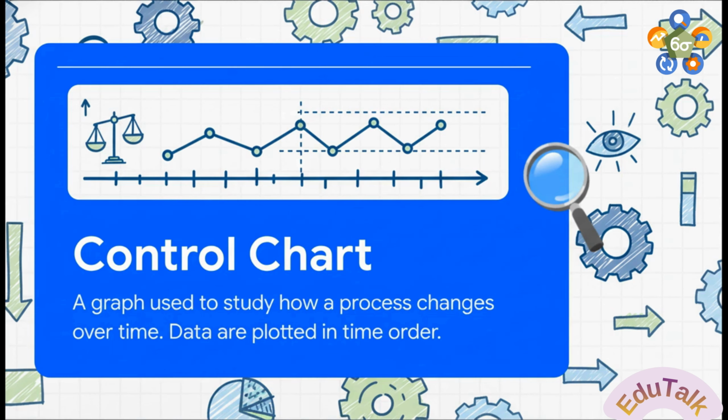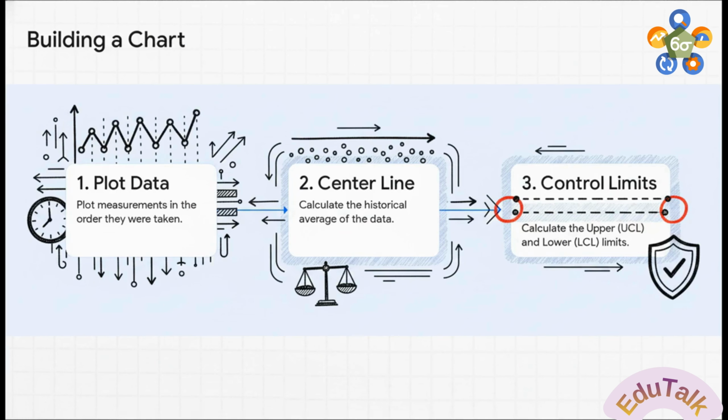It's really just a graph that plots your data over time. You take measurements from your process at regular intervals, maybe the weight of a product every hour, and you plot each point in the order you took it. It's this visual timeline, this story, that lets you spot patterns, shifts, and trends that you'd otherwise miss. Building a basic one is pretty straightforward. It's just 3 key steps. First, obviously, you plot your data over time.